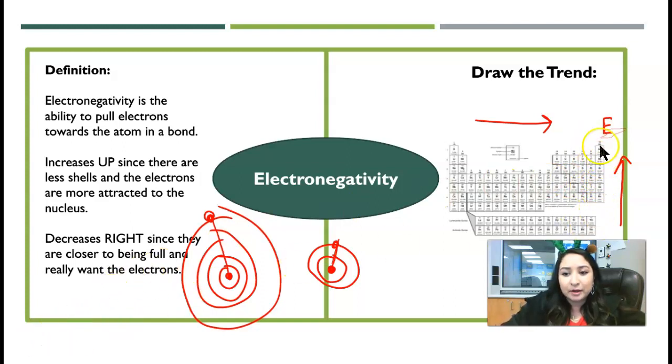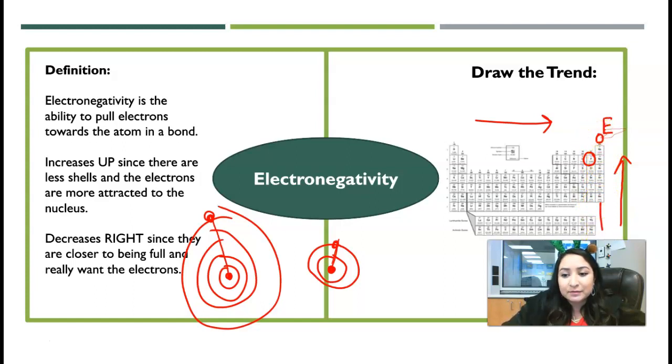That's why it's a lot harder. And then that one is fluorine. Fluorine has the greatest electronegativity. Your noble gases have 0 electronegativity.